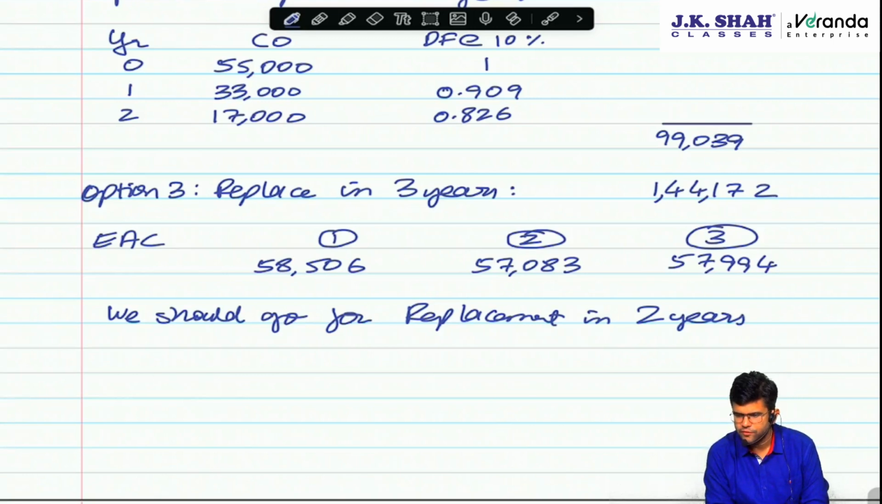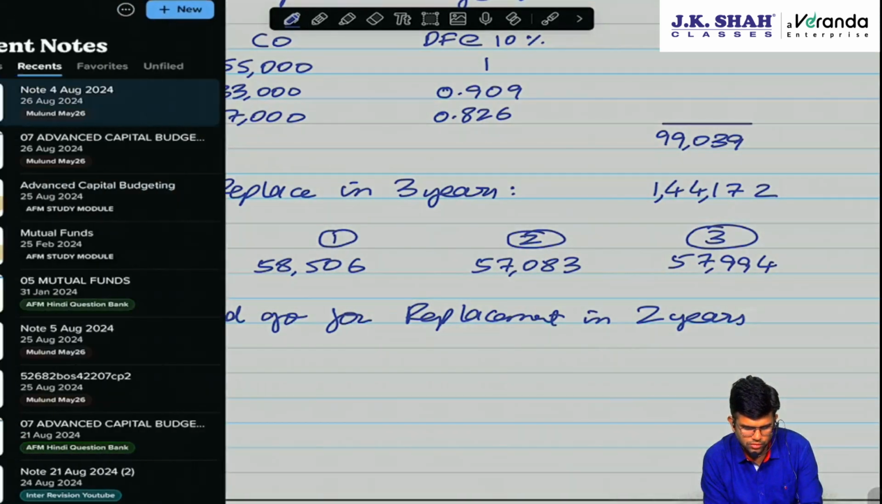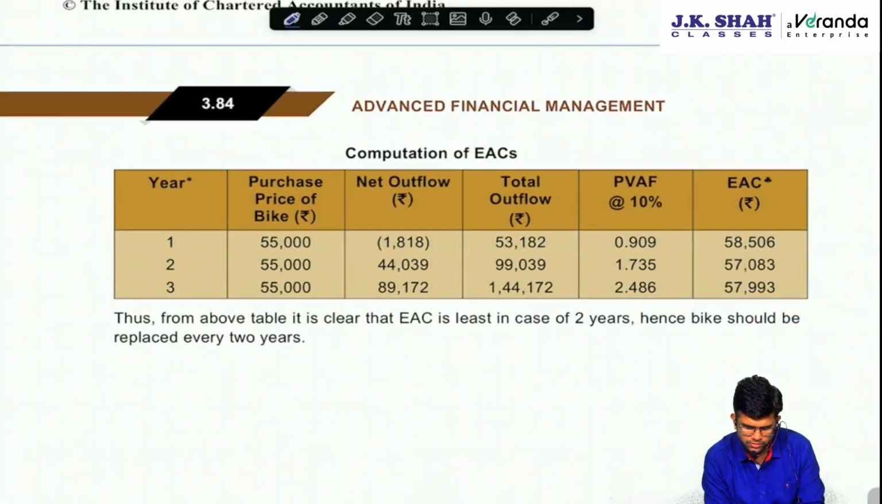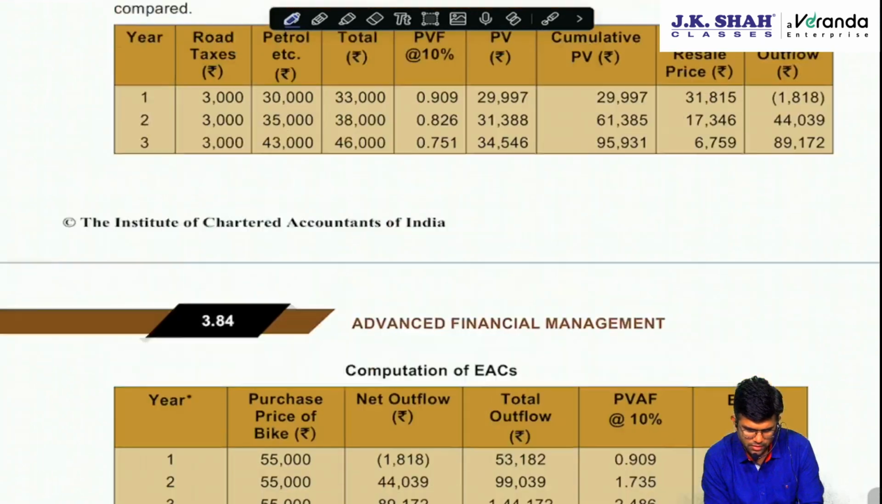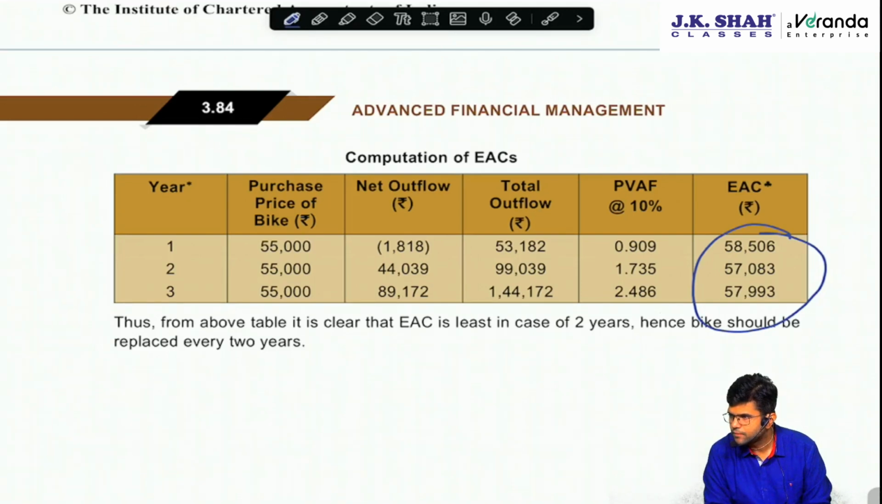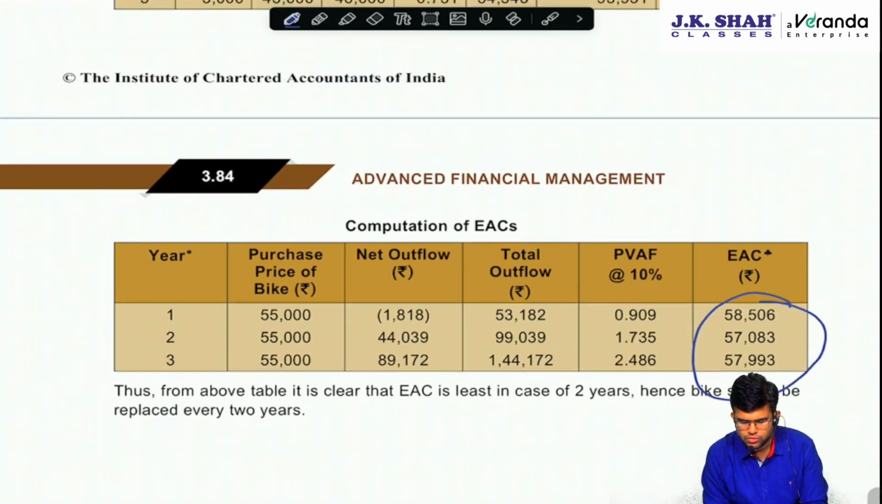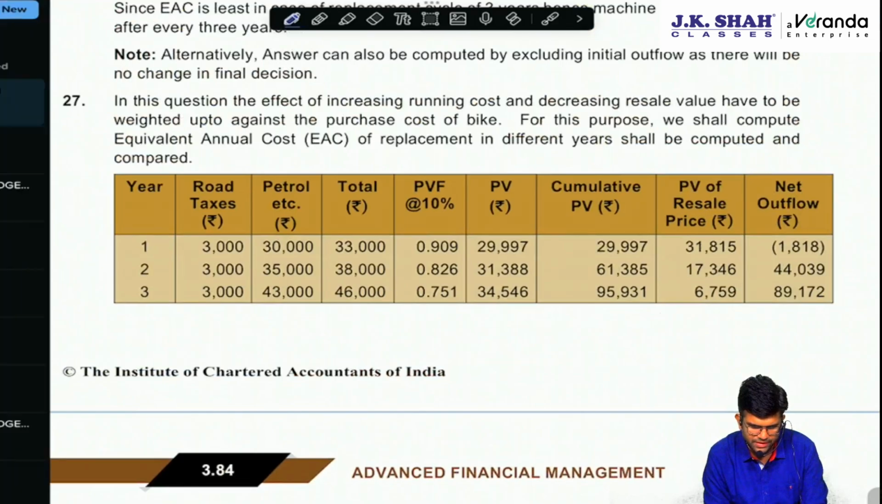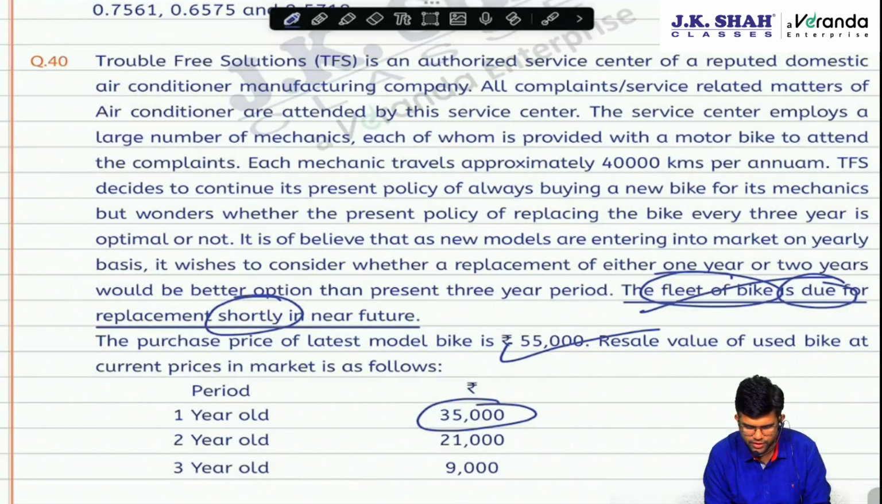All got now this 144, 172? Okay. Check करना है. Okay, hold on. All ready? Okay, so if you see the institute solution, are these EACs telling? Just check. Done? Okay. So that's it. We have completed the discussion to question number 40.